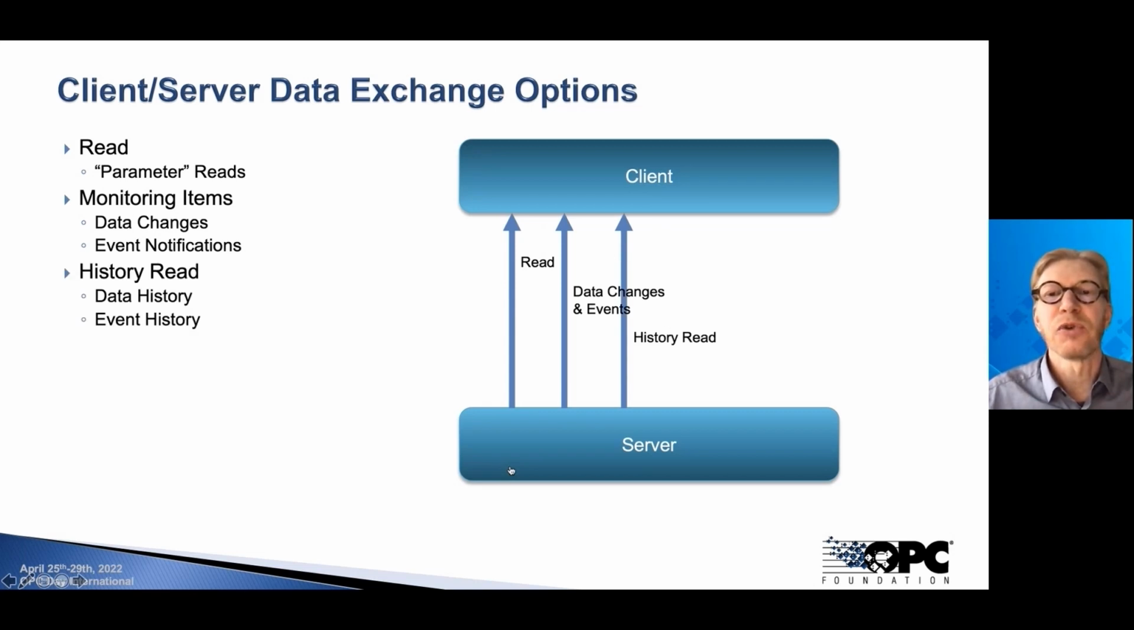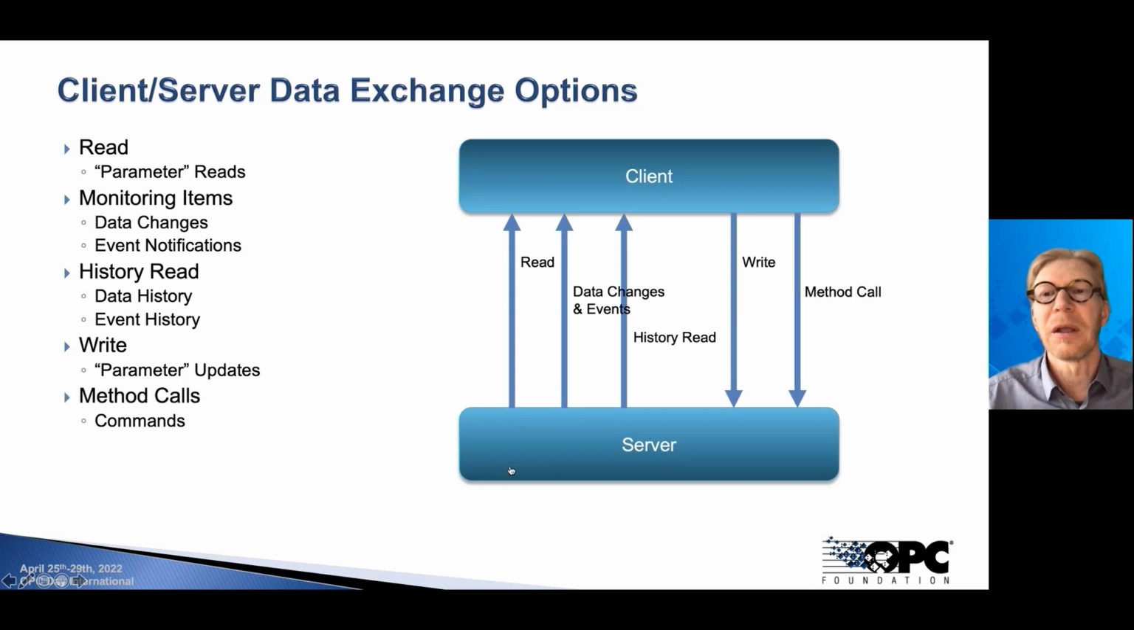And then the clients can use history read to read data that is recorded in the server. Clients can also update data in the server using write calls, especially for parameter updates, but it could be kind of anything. But there are also the other options to call methods, which are more useful when there is an action to be taken in the server, and then the server can also acknowledge if this action worked all right.